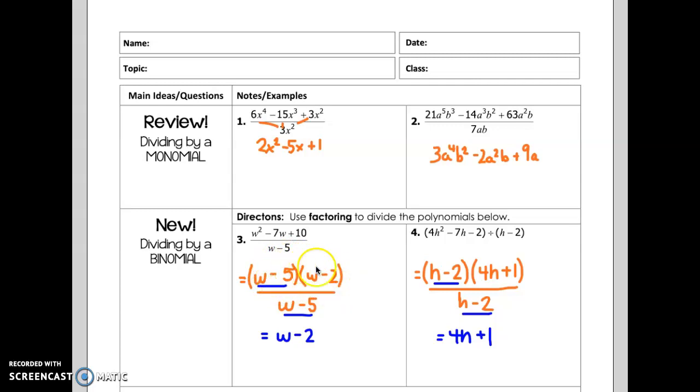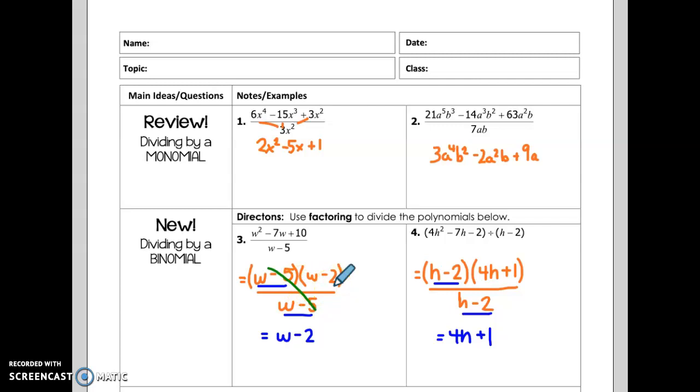Okay, and if we FOIL that back out, we should end up with that same quadratic that we have in the numerator. What's cool about this is in factored form, we can see that w minus 5 and w minus 5 are in common. So I can actually cancel those out, and I'm just left with the factor that's left, which is w minus 2.